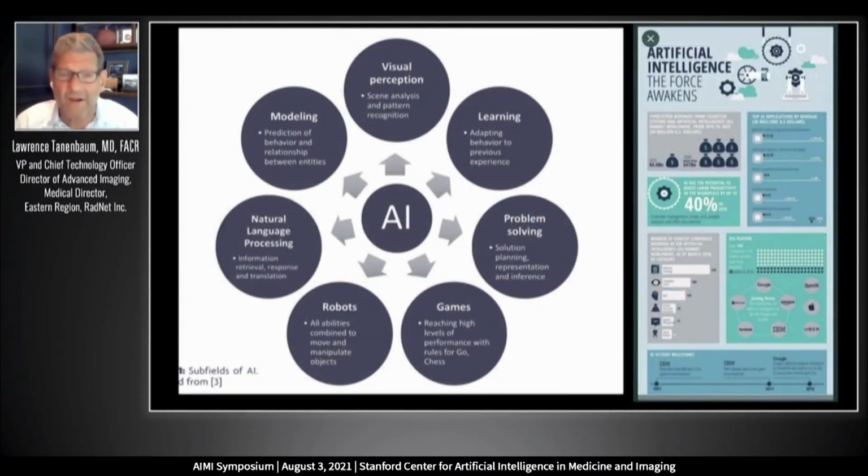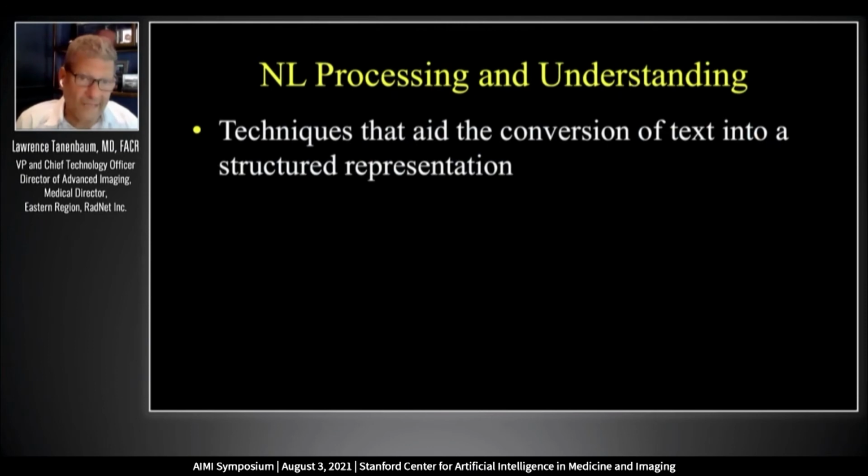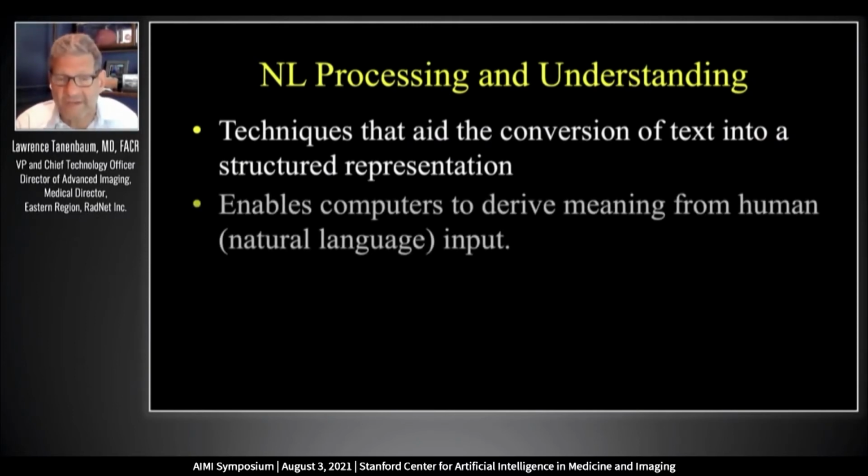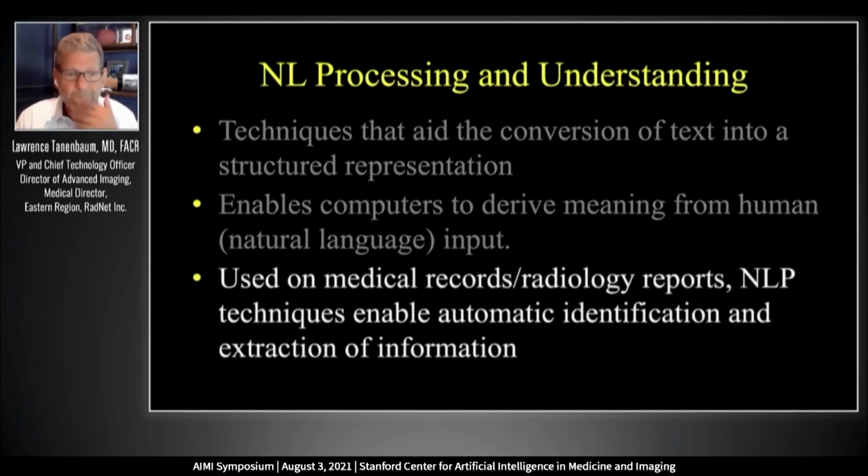Now, there are a lot of different areas where AI impacts the world. The one we're going to focus on today really is the natural language processing and understanding part of this particular presentation. So what is natural language processing and understanding? These are techniques that aid in the conversion of text, unstructured text, into a structured representation. It essentially enables computers to derive meaning from our natural language input. Used on medical records and reports, these tools can enable automatic identification and extraction of information.